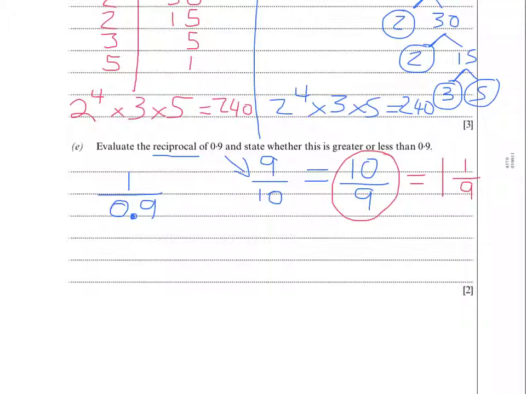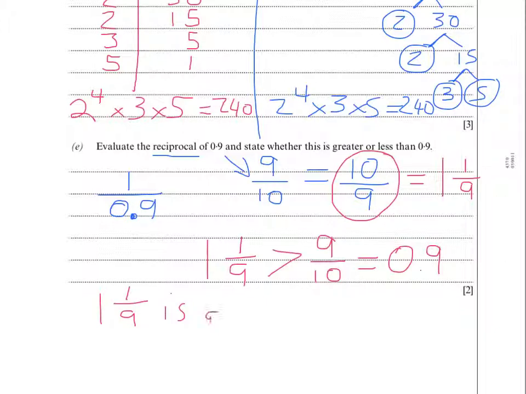So if I've got to state whether it's greater or less than 0.9, I know that 1 and 1 ninth is greater than 0.9, which we know is 9 tenths. Just used the wrong symbol there. So if I wanted to write that in words, just to clarify, the 1 and 1 ninth is greater, so just use the greater symbol above, than 9 tenths. And that would be your 2 marks.